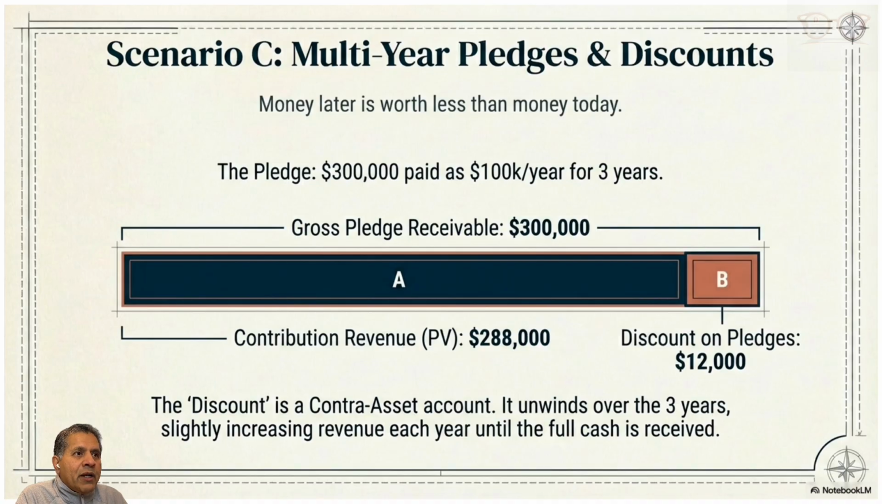Let's look at scenario C. This is less common. It's where you handle a multi-year pledge. If someone promises you $300,000 over 3 years, you have to record the full receivable today, assuming it's not conditional. But because money in the future is worth less than money today, you have to record a discount on pledges. This slightly reduces your revenue today. Over the next 3 years, you unwind that discount slowly, increasing revenue until the cash arrives.